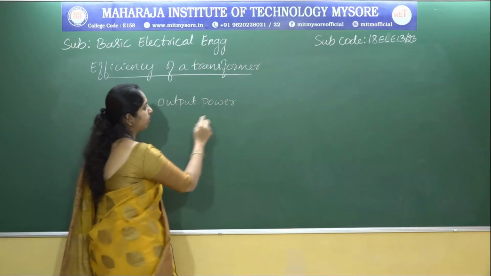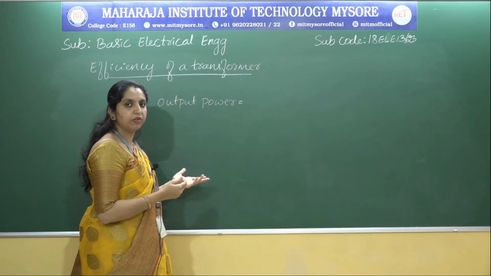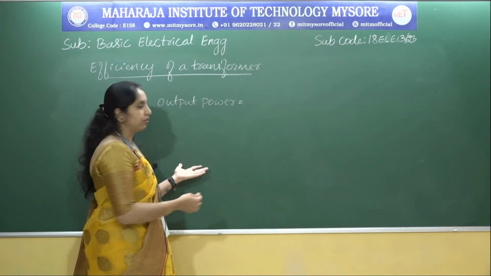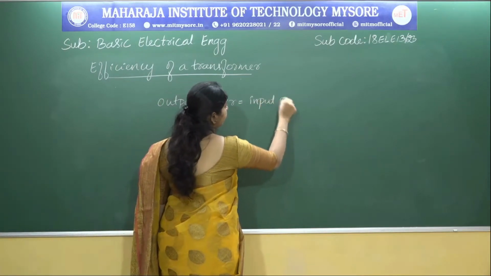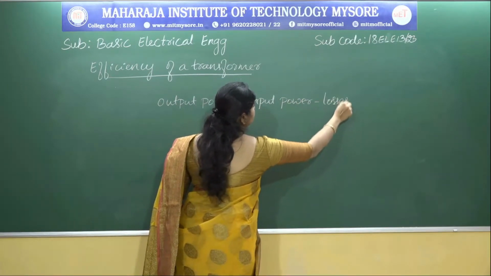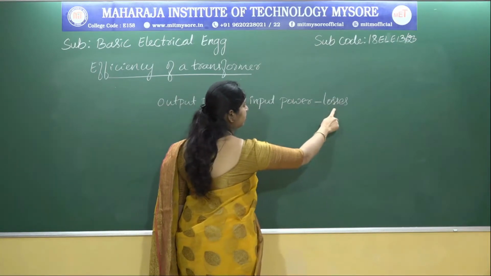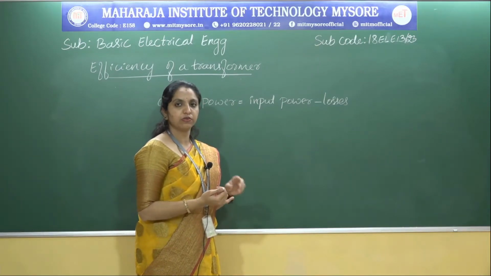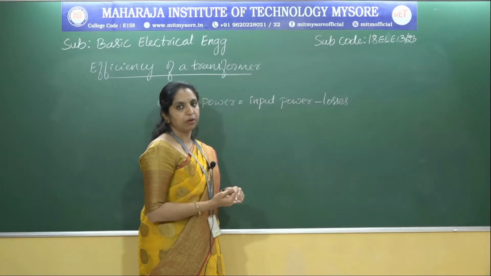Now what is output power? In an ideal transformer, we expect the output power to be almost equal to the input power, but since there is a loss in a transformer, output power can be expressed as input power minus losses. So what are the losses in a transformer? The total loss consists of two different losses: one is iron loss and another one is copper loss.